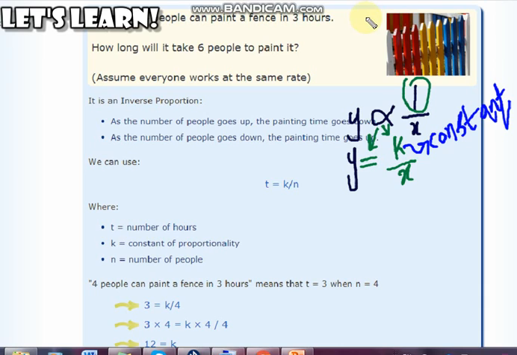Let's look at the example first. So in the question we are given that 4 people can paint a fence in 3 hours. 4 लोग जो हैं पेंट कर सकते हैं दीवार को, और you can say the gate, in 3 hours. How long will it take 6 people to paint it? अगर 6 लोग मिलकर काम करेंगे, so how much time will it take them? So we know that the more people work together, the less time it will take. The less people work together, the more time it will take.